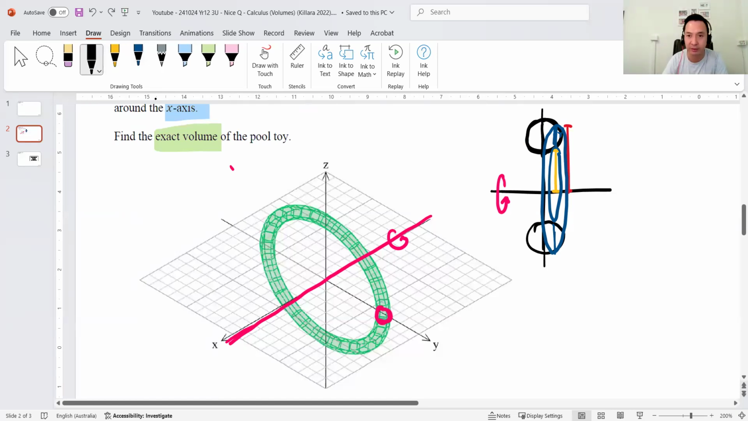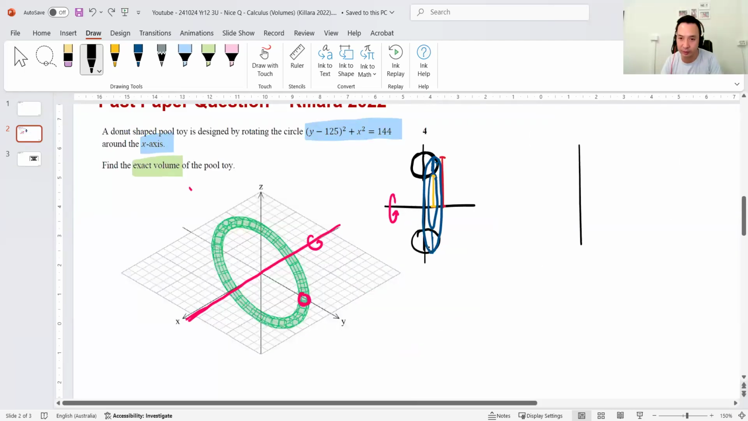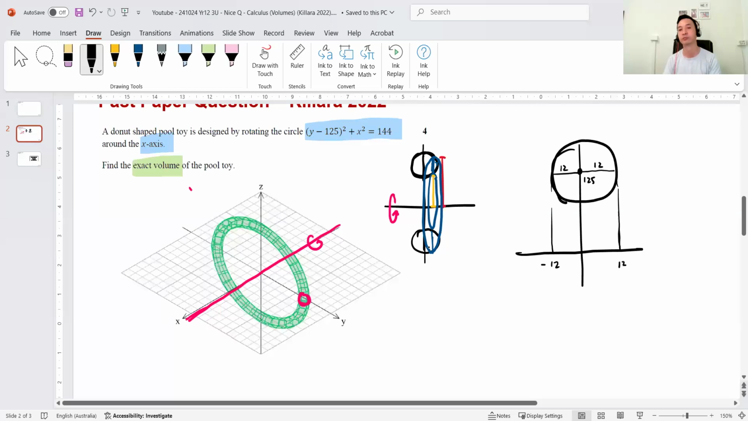Actually, maybe before I begin, guys, different graphic. Let's just find the limits, right? Can I draw a circle that's a little bit bigger? Just so I know what the limits are. So let's say this one here is 125, and I know that that's a radius of 12. So then that's negative 12, and that's 12. So I've got my limit. Because it's symmetrical, I'm going to go volume equals from 0 to positive 12 and double it, right?